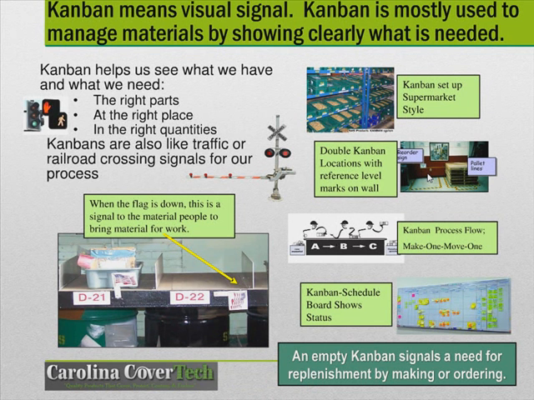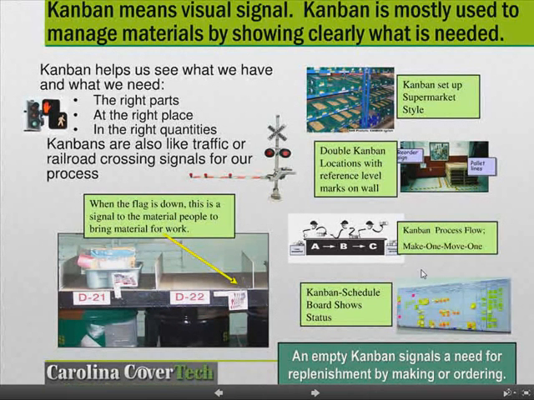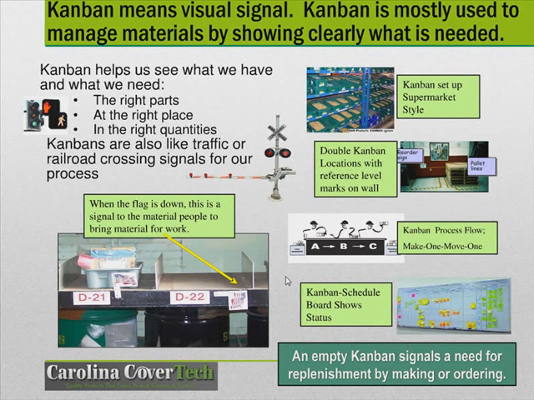But just so we don't lose track, the Kanban itself can actually tell us when we need to make something. This is the whole idea of move one, make one, move one in our process flow. So the visual space, either occupied or empty, shows us we either need to stop working on replenishment or we need to make something to replenish. We also use Kanban for scheduling type boards or for display boards or status boards in this particular case. And so the bottom line thinking is an empty Kanban signals a need for replenishment by either making something or ordering something to fill a spot.